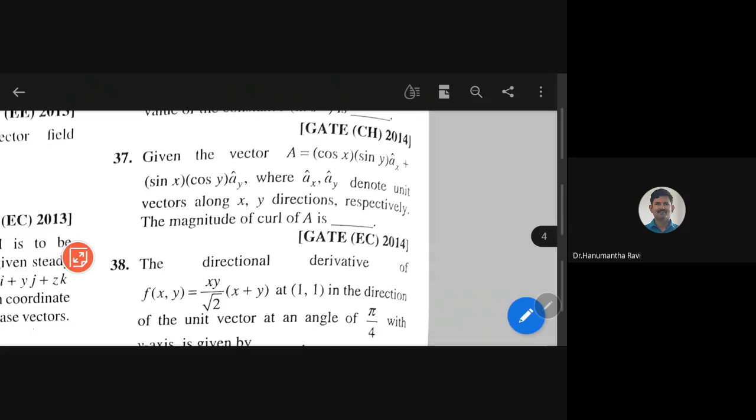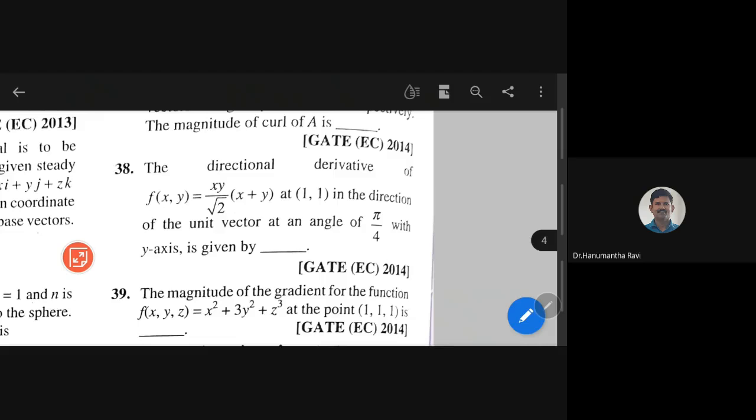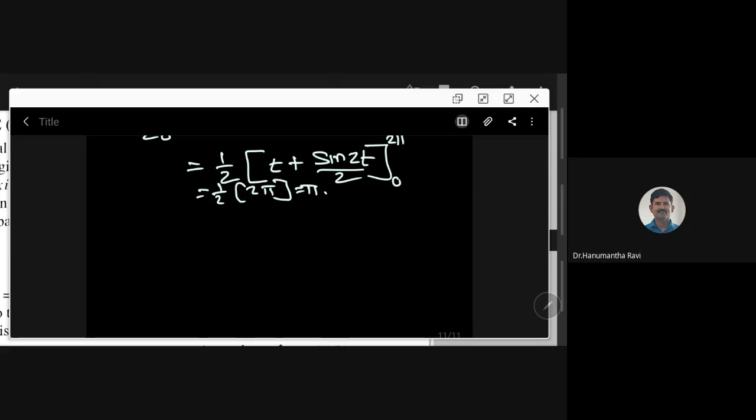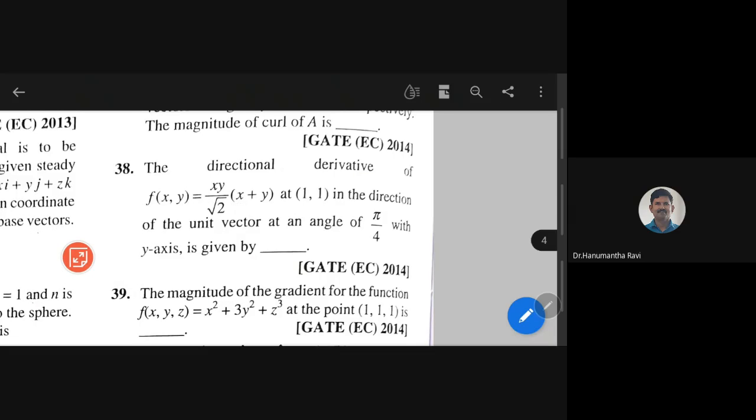See here also, that's about Stokes theorem. I will do one more problem on directional derivative and close this one. Okay. So quickly, what is our f(x,y,z)?